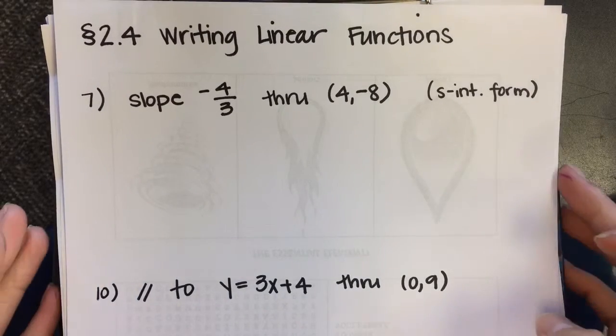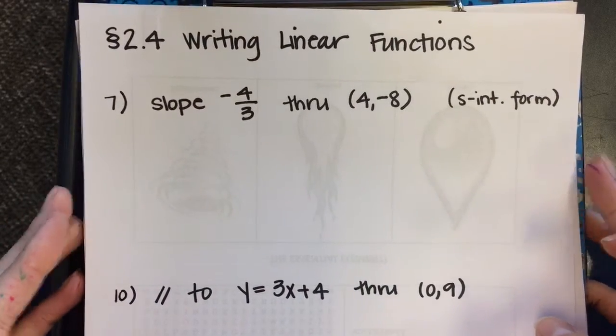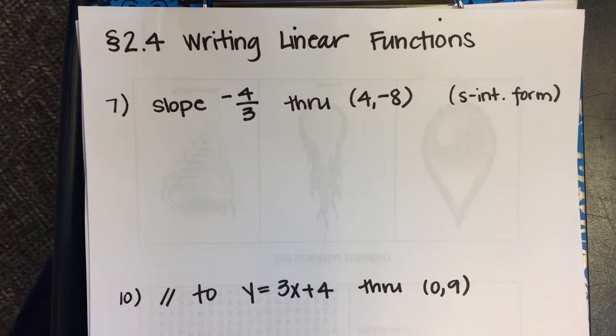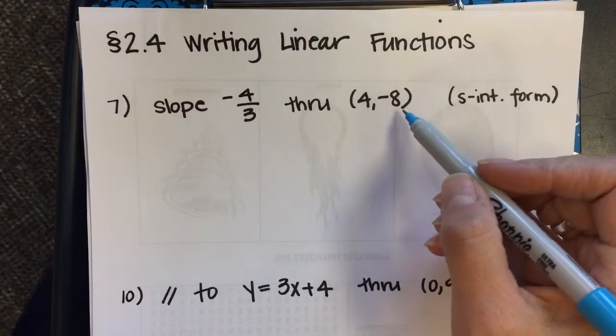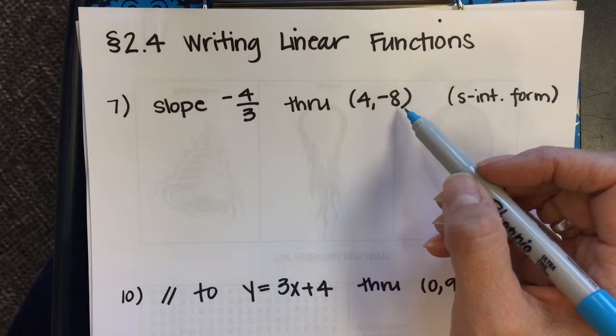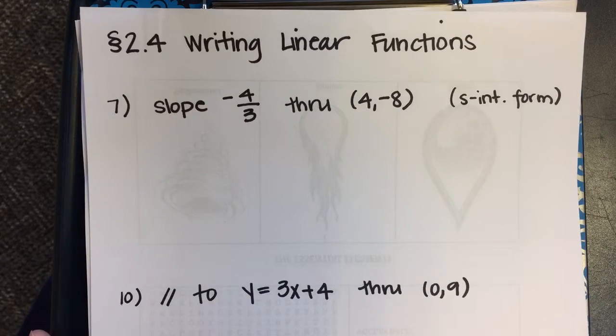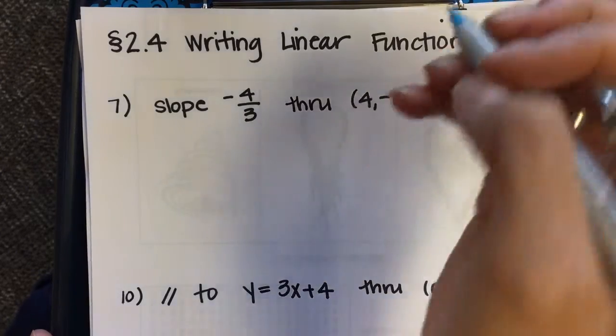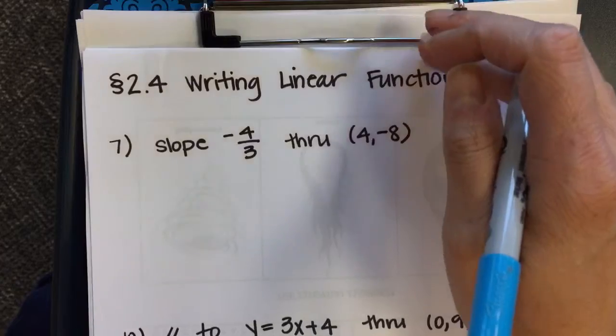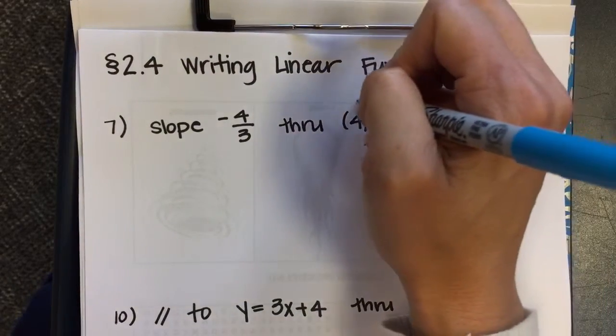Section 2.4 is on writing linear equations. Number 7, they give us a slope and a point that the line passes through, and they want us to write an equation for that line in slope-intercept form. So like I am always going to do, I'm going to start by point-slope form. Here's my ordered pair, that's my x1 and my y1.